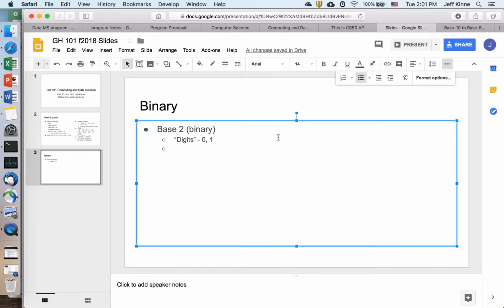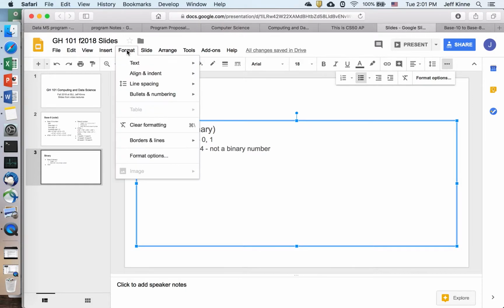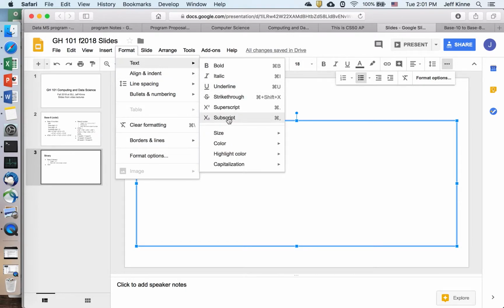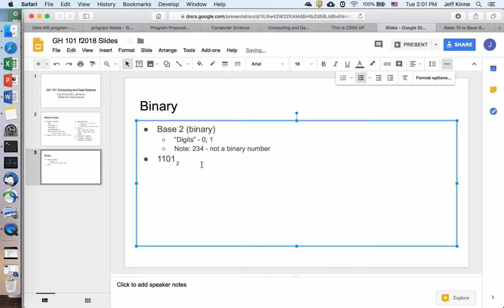If we have a number like 1100, something like 234 is not a binary number because we're only allowed to have zeros and ones in the number. Let's say we have a number like this, okay, and I'll put a subscript 2 next to it, just to remind us that we're thinking of these as base 2.